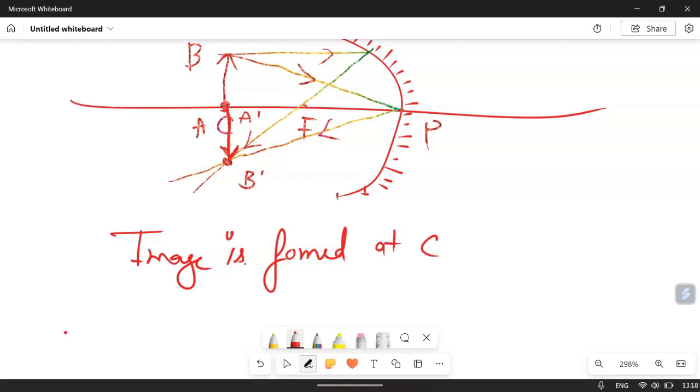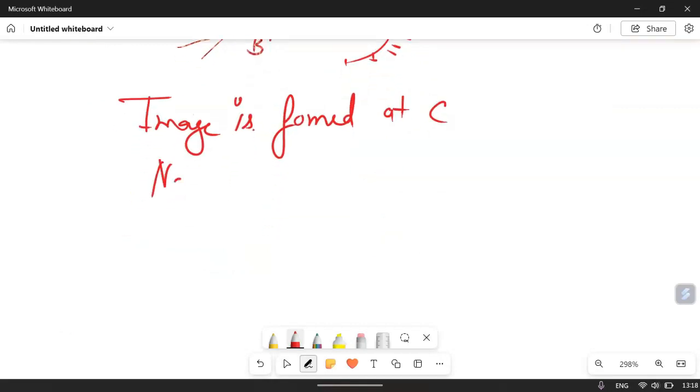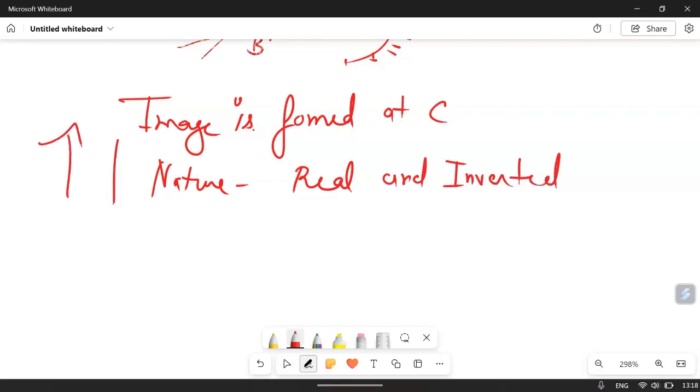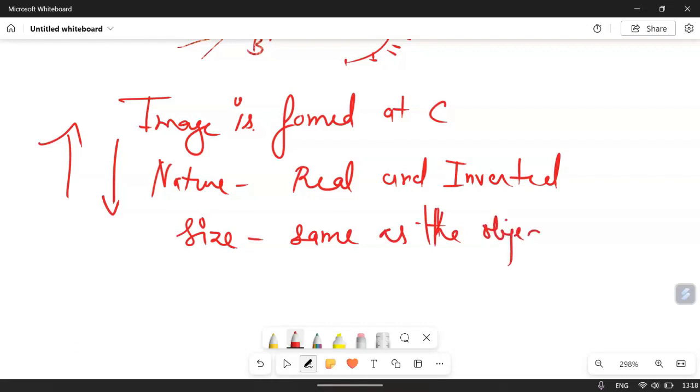Okay. Its nature is real but inverted. Light rays are actually meeting. So real and inverted. Inverted means you can see this object becomes like that, just inverted, and size is same as the object. Okay, same as the object. Let's go with the question number 4.